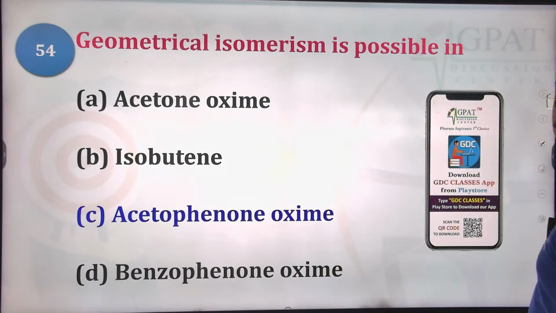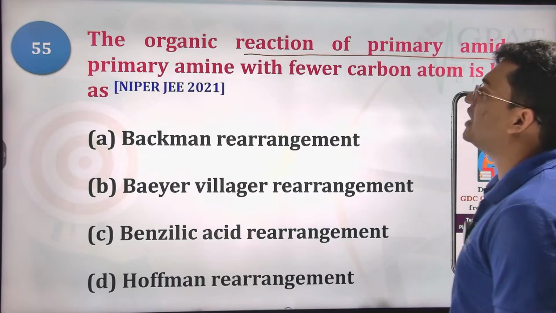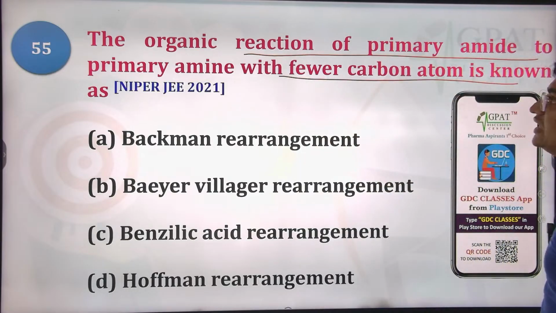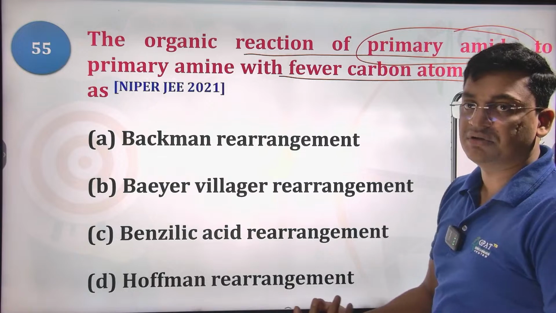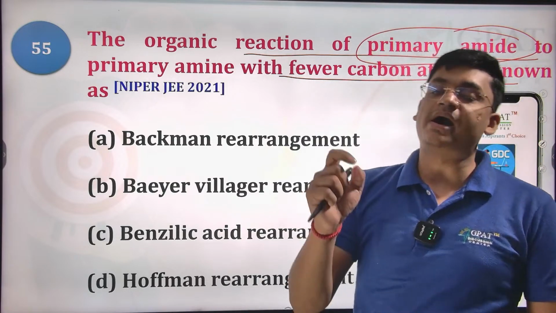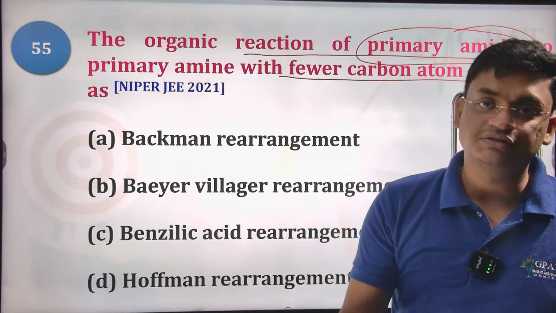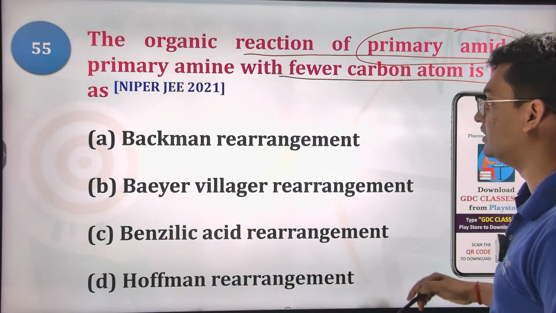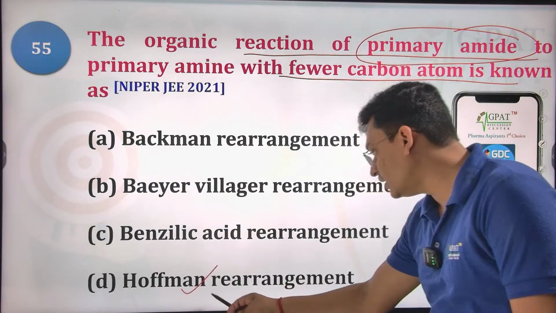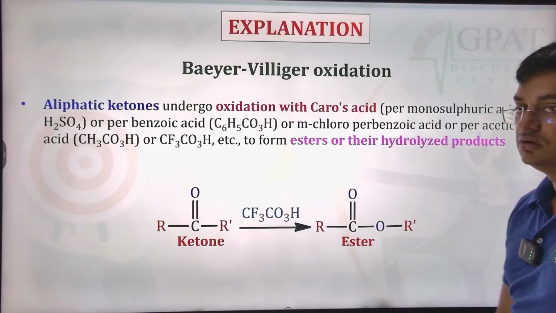All right, moving to the next question: the organic reaction of primary amide to primary amine with fewer carbon atoms is known as. Organic reaction of primary amide into primary amine with loss of a carbon is taking place. It could be possible only when the amide gets treated with bromine in NaOH, that is also known as Hofmann bromamide degradation reaction. And there is always a formation of primary amine, that is a 1 degree amine. It's also known as Hofmann rearrangement. So D will be the right answer.